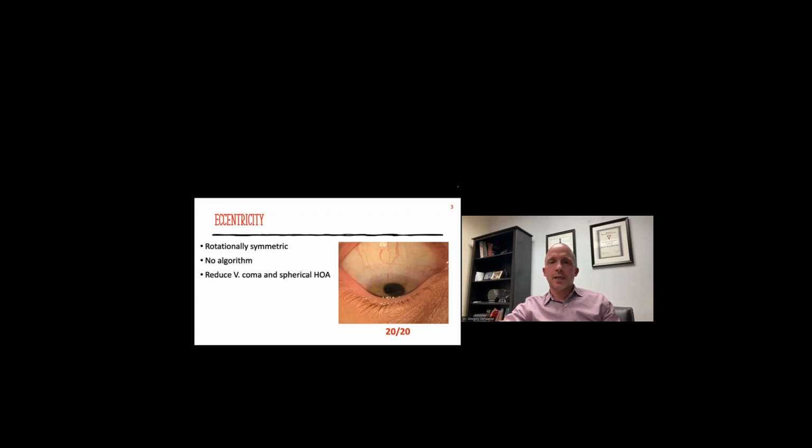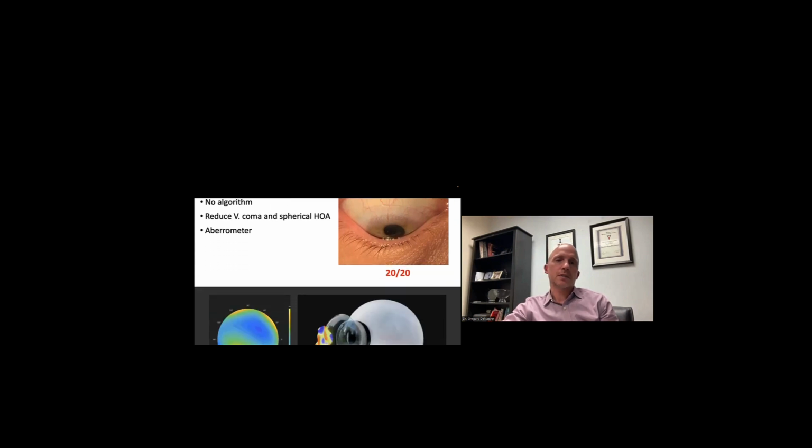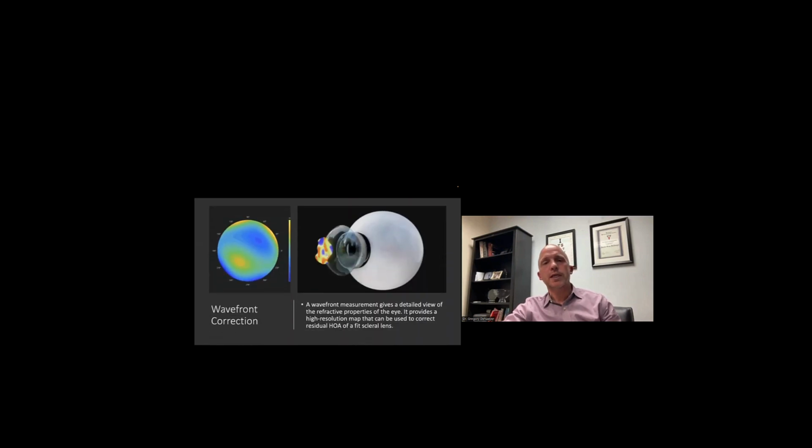And again, as we showed, the nice thing about this is that it can significantly reduce vertical coma and spherical higher order aberrations. You don't need an aberrometer to do this. You can suspect it if the patient's 20/30 and just have the lab add it. It's nice to see the before and after, but you actually don't need an aberrometer to do that type of correction, which is really nice.